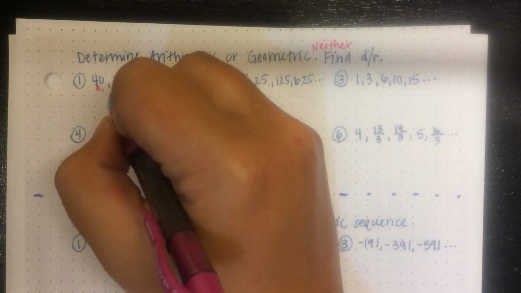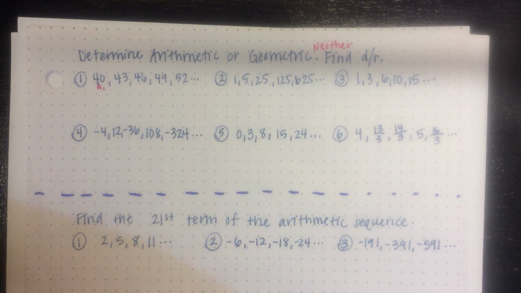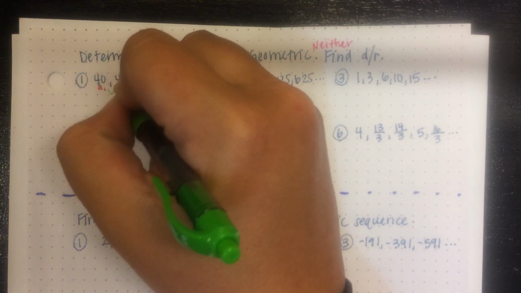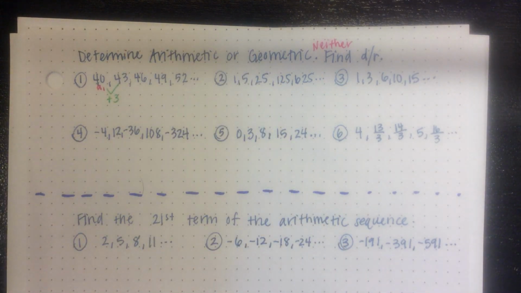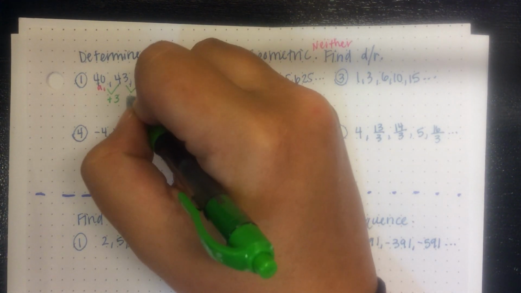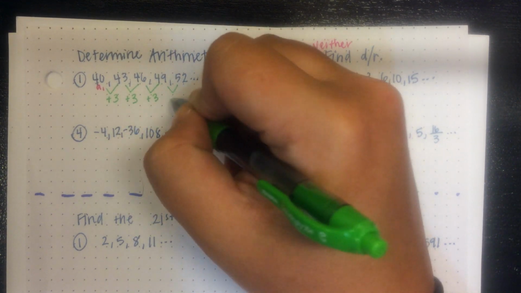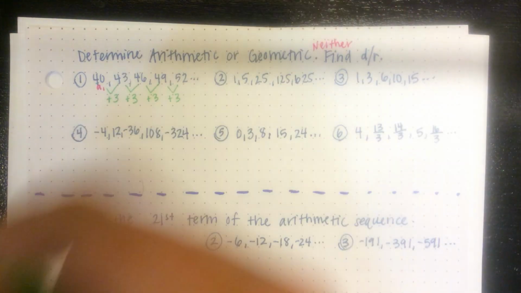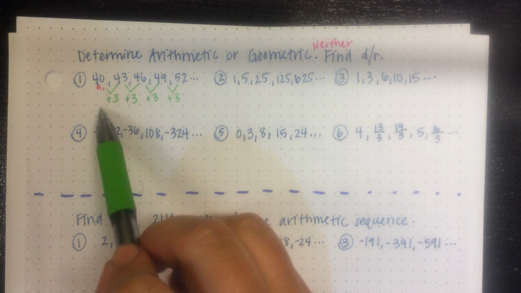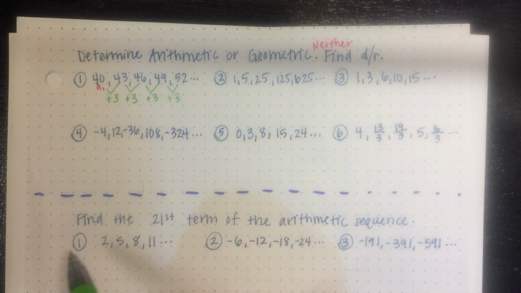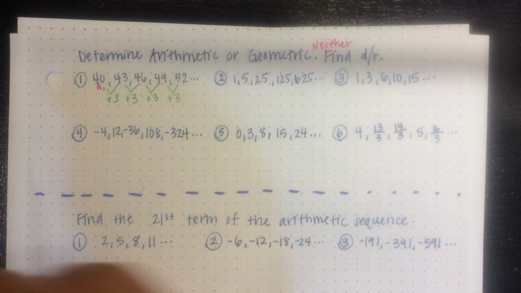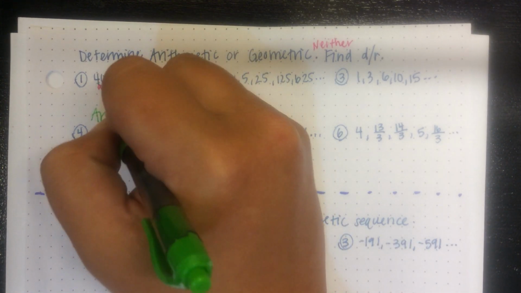So to go from 40 to 43, I can add 3. To go 43 to 46, I can add 3. 46 to 49, I can add 3. And then 49 to 52, I can add 3. So I have a sum of 3 to move up every single time. That means that this one's going to be arithmetic.